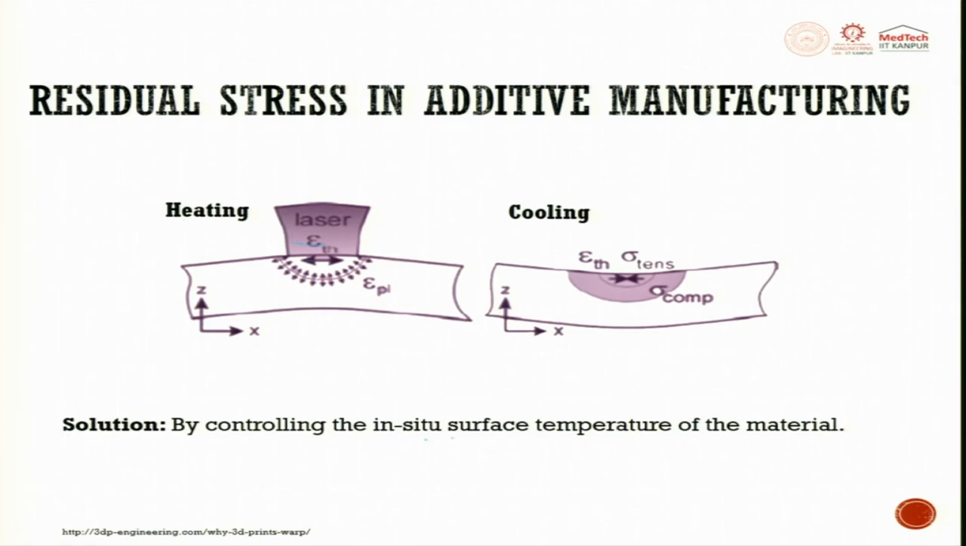Just by controlling the in-situ surface temperature of the material, that is laser heating and cooling, the superficial and the periphery. Say for example, you have an object which is done and I put it inside a container, and in that container I try to heat it. Then the difference will not be very high, so the tensile stresses will not be created very high.